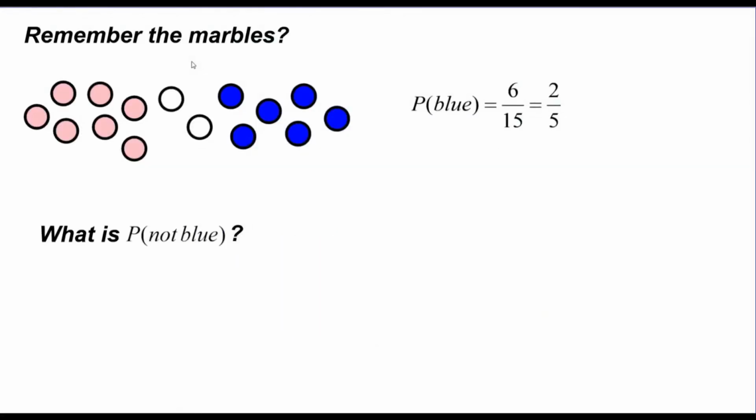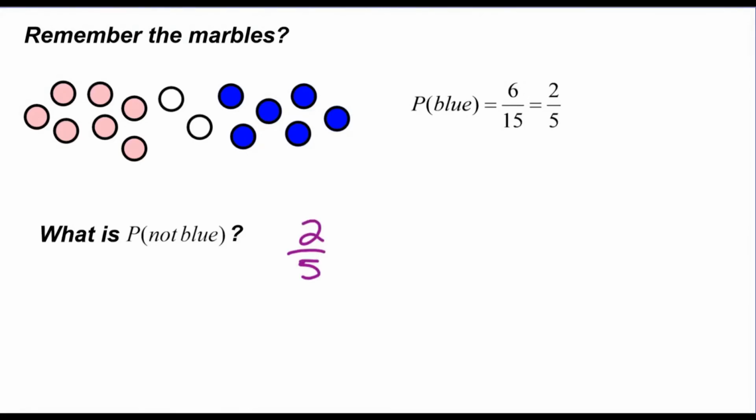So remember the marbles? Again, I've got all my pink, blue, and white marbles listed here. And the probability of blue, again, was 6 out of the 15, or 2/5. So what's the probability of not blue? What's the probability that I don't get a blue? Well, then rather than figuring out what's the probability of getting pink and white together, I know that the probability of getting a blue is 2 out of 5.